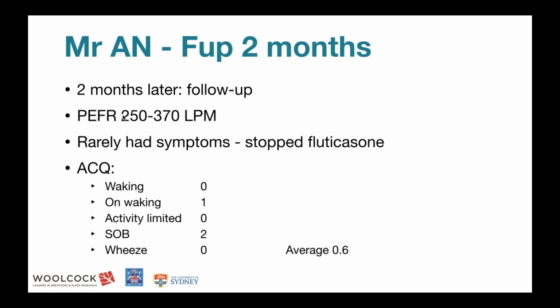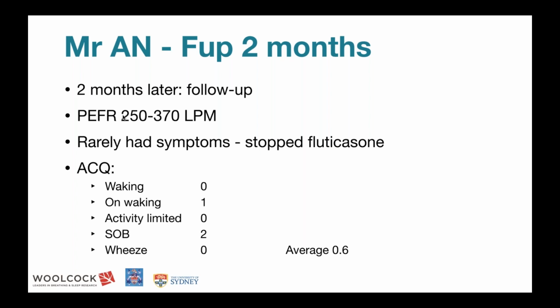He came back in a couple of months, and we obviously asked him to measure peak flows. Peak flows were between 250 and 370 litres per minute. And he reported he hardly had any symptoms. So he stopped the fluticasone. He monitored for a short time. When the fluticasone ran out after a month, he stopped that and he stopped the peak flow monitoring because he was feeling really well. And he thinks he got a bit better.